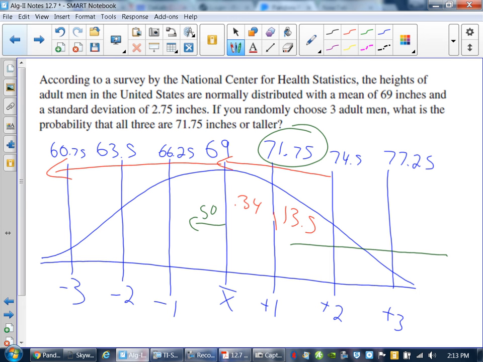than 5'11" and 3/4, almost 6 foot tall. You just multiply that out 3 times: 0.16 times 0.16 times 0.16.